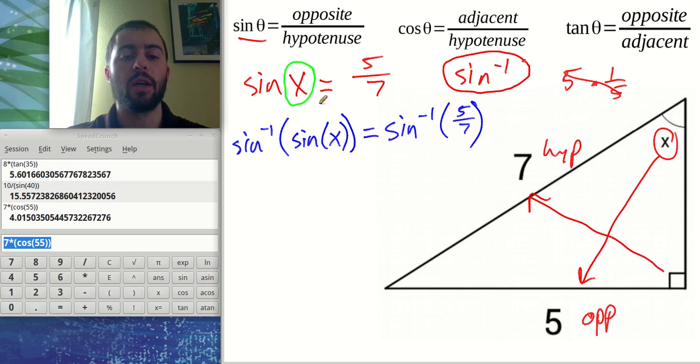All right, so what we've done is taken this equation that we have up here, and all we've done is apply the sine inverse function to both sides of the equation. We do that because we want to get x by itself.